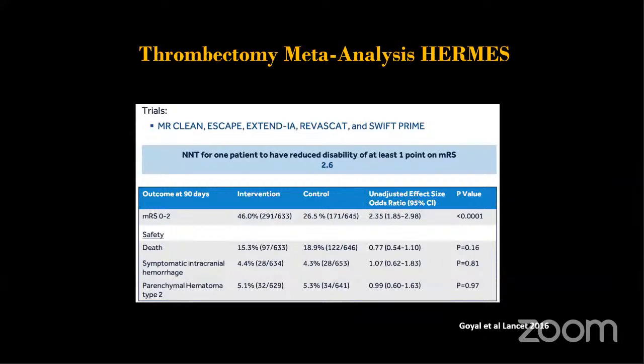Then a meta-analysis by Helms' group was done for these 5 trials, which again showed the number needed to treat for one patient to have a reduced disability of at least 1 point in mRS was 2.6. They had a very good outcome in the intervention arm, 46% compared to 26.5%. Regarding the safety outcome, it was comparable regarding the mortality and symptomatic intracranial hemorrhage.